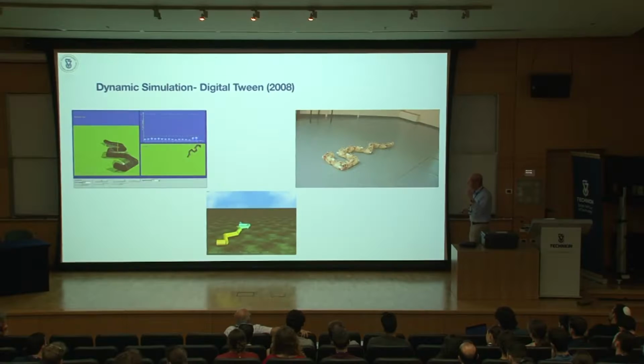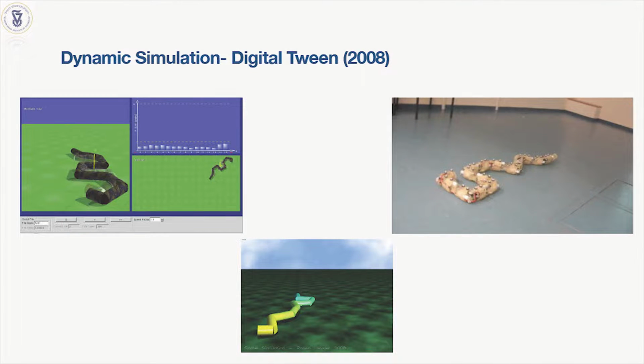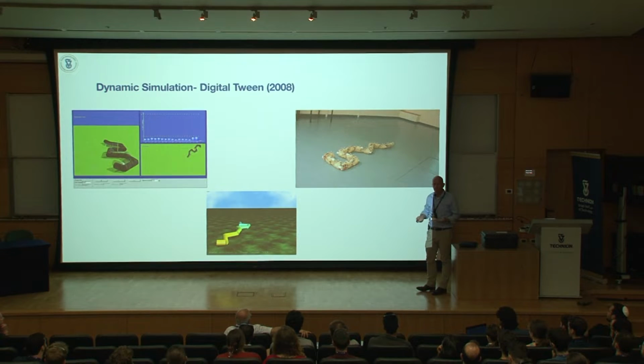So what we came up with is creating, we didn't call it digital twin yet. I was not smart enough to patent this. But we did a dynamic simulation, or simulator, of our snakes on the computer, as close as possible to reality, with friction, with the dynamics, everything.